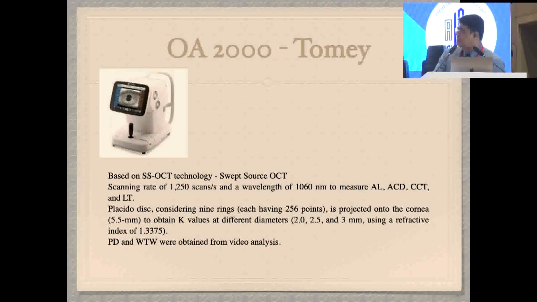Then another biometer in the market is OA2000 from Tomey. It's also based on swept source OCT. I'm personally using this for the last 8 years. It has a scanning rate of 1250 scans per second and uses a wavelength of 1060 nanometers. It gives all the readings: axial length, ACD, CCT and lens thickness. It also has a Placido disc where each ring has 256 points projected on the central 5.5 millimeters of the cornea, and we can obtain K values at different diameters: 2, 2.5 and 3 millimeters.